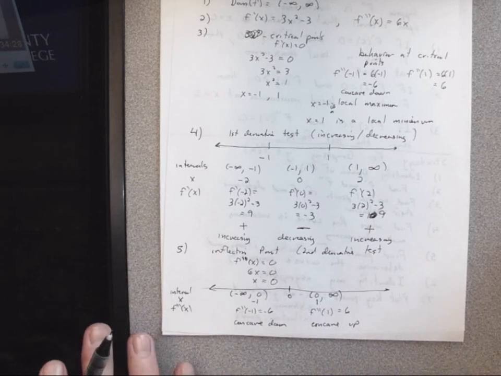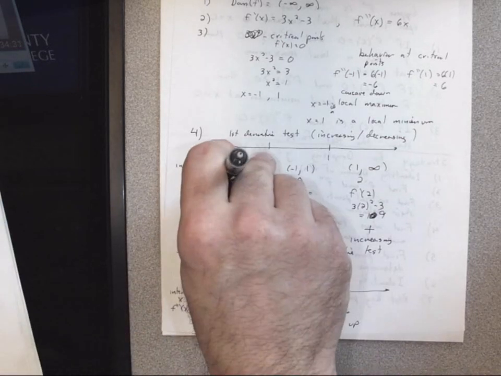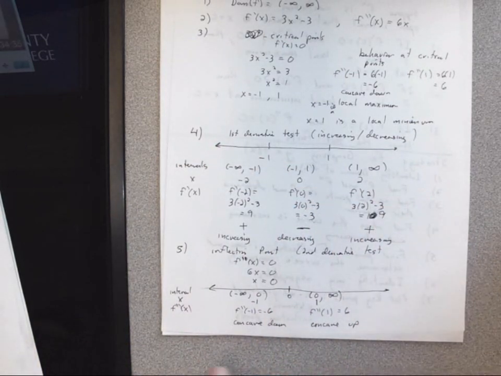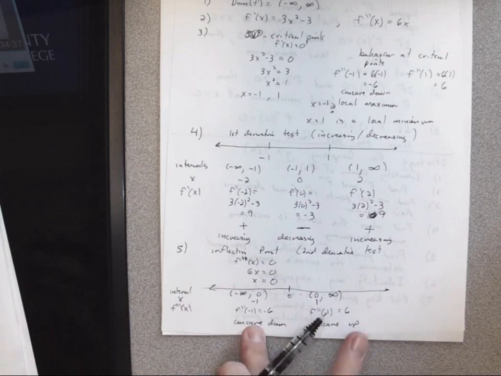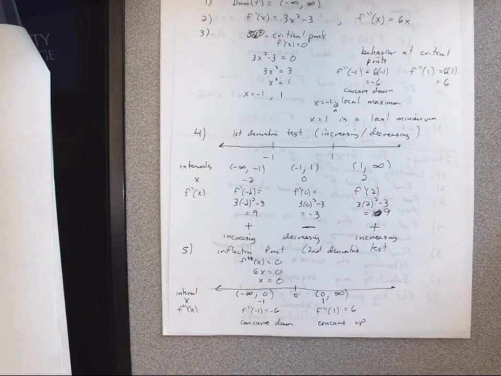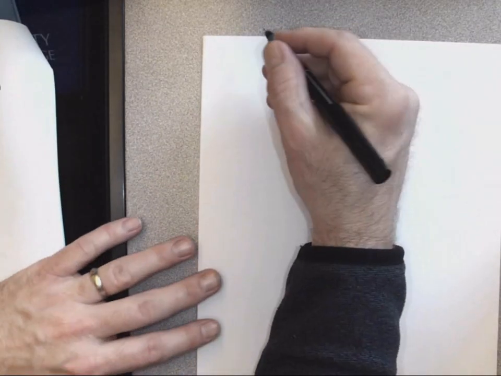What's nice is we have a lot of information about the graph. I know when it's increasing, I know when it's decreasing, I know when it's increasing. So I also know where it's concave up and concave down. So a lot of information. So number 6.